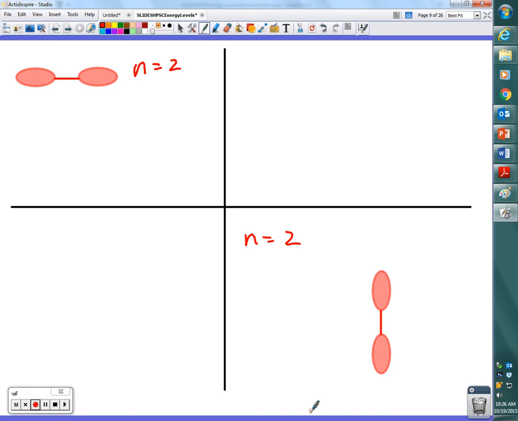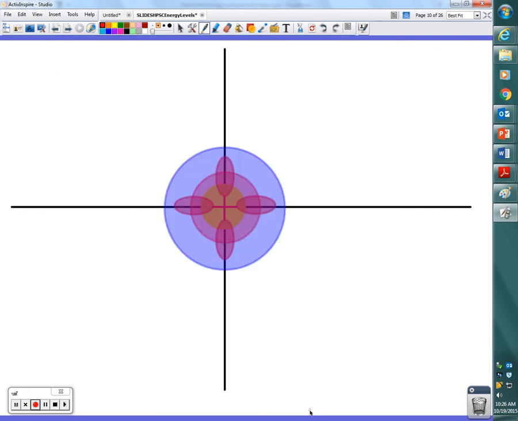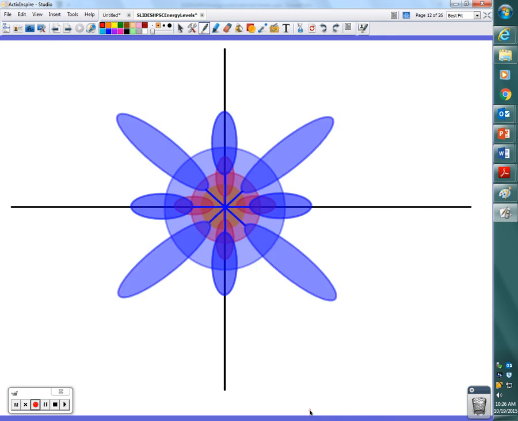Hold on one second. Let me do the blues and then we'll go. Okay? All right. Then, right, we added this blue one, but then we added these blues and we added these blues. Right?